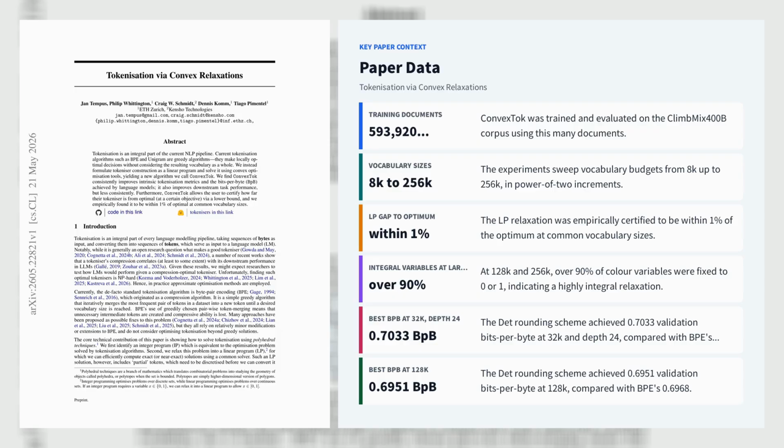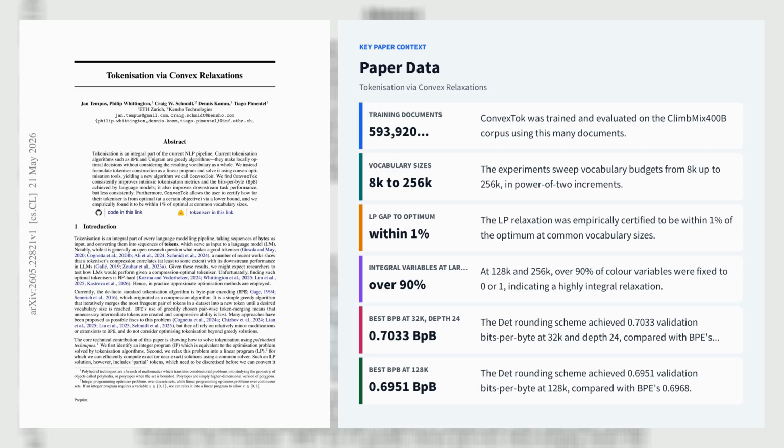Let's explore the third paper, Tokenization via Convex Relaxations. Tokenization via convex relaxations reframes subword vocabulary construction as a shortest path optimization problem on a tokenization graph, then converts that problem into a large linear program solved with NVIDIA cuOpt PDLP.